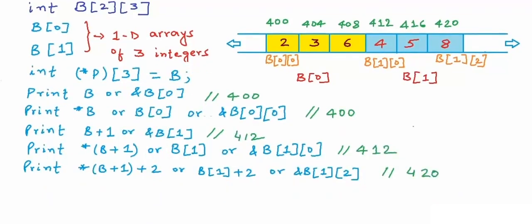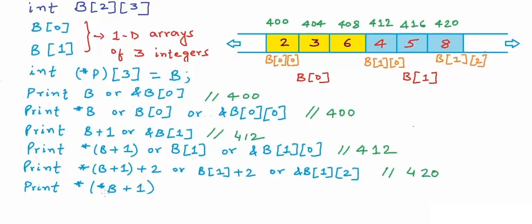Let's do one more print. If you can get this one right, I can say that you're good at working with two-dimensional arrays using pointers. What will be the output for this expression? Asterisk of asterisk (B plus 1)... what will be the output for this expression? Think about it. Whenever you encounter an expression with pointer arithmetic and dereferencing, you must go step by step.